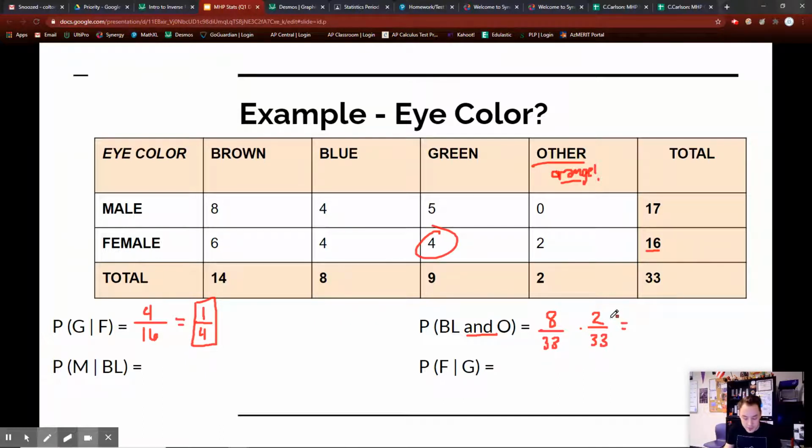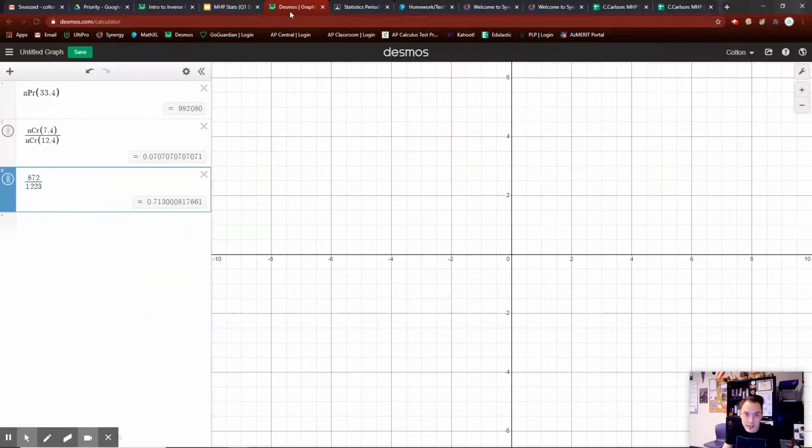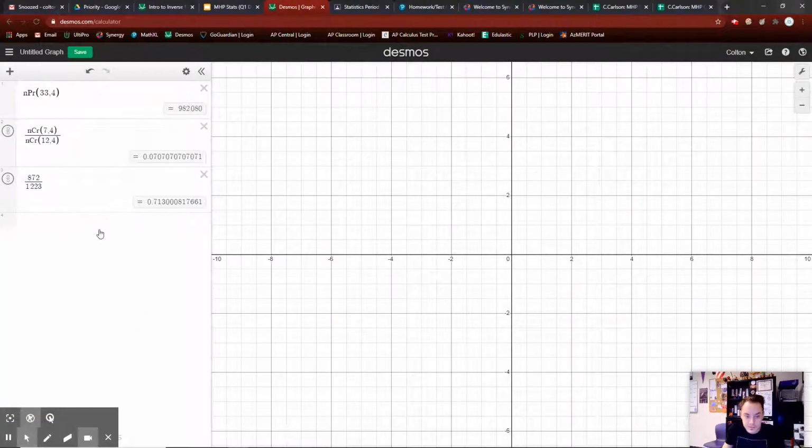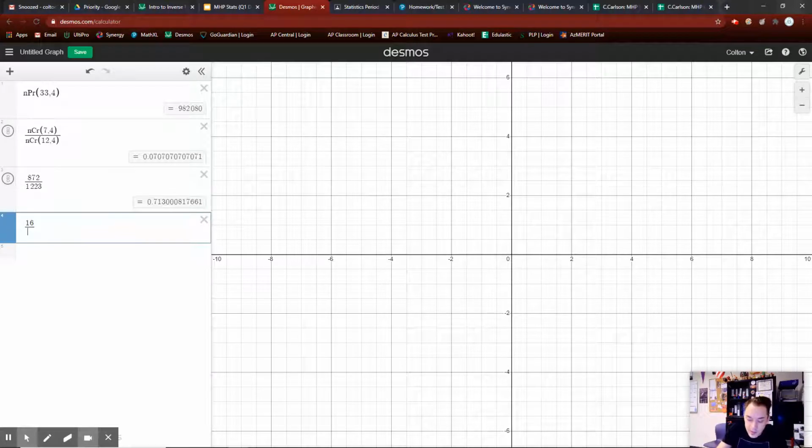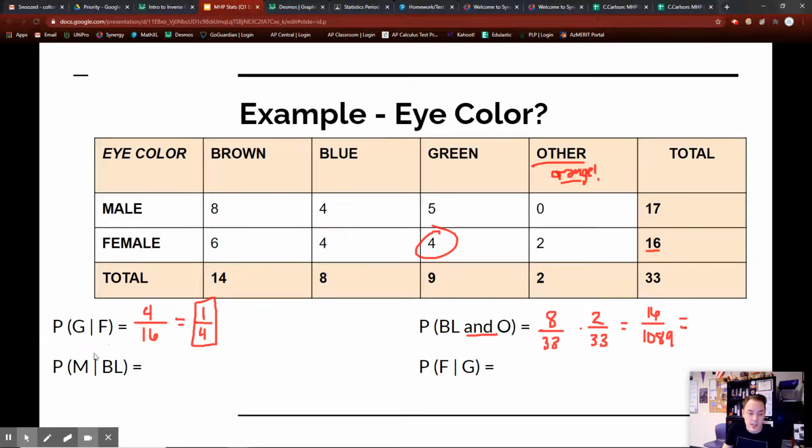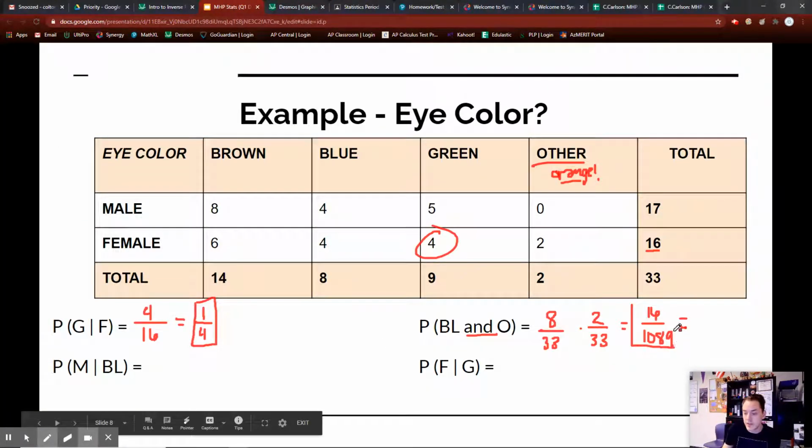So 8 times 2. 8 times 2 is 16. And then 33 times 33 is 1,089. And if we can simplify that, we could. So 16 all over 1,089. I don't actually think it does simplify. Let's go to decimals real quick. 16 divided by 1,089. See if it simplifies down at all. It does not. Okay. So that means this is my final answer.